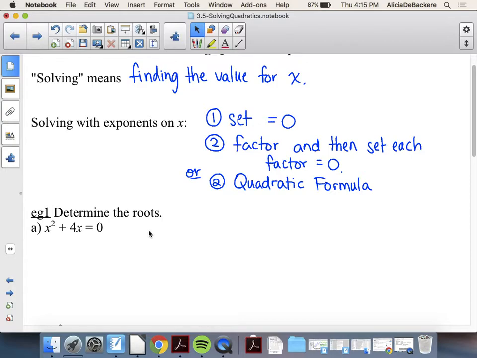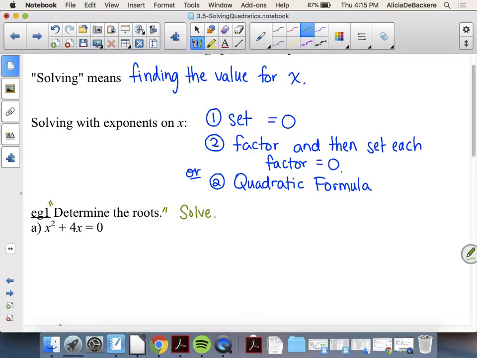So for example 1, it says to determine the roots. Now you might see that word roots. That means to find the values of x that make the equation true. So determine the roots is just another way of saying solve, which means find the value for x. So in our first equation, x squared plus 4x equals 0, we want to factor this if we can, because it's already set equal to 0, so step 1 has already been done for me.